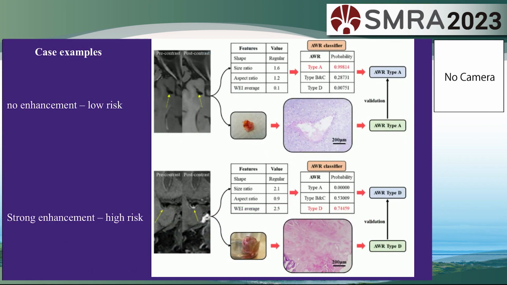And here there are two cases. For this aneurysm, we can see in the post-contrast there is no enhancement. We got these parameters, and the classifier guessed it is a type A low risk. When we did the surgery and got the specimen out, it was correct, it's low risk. And for this case, we can see there is a strong enhancement. This classifier identifies it as most likely a type D, and when we did the surgery and got the specimen, it was correct, it's a type D.